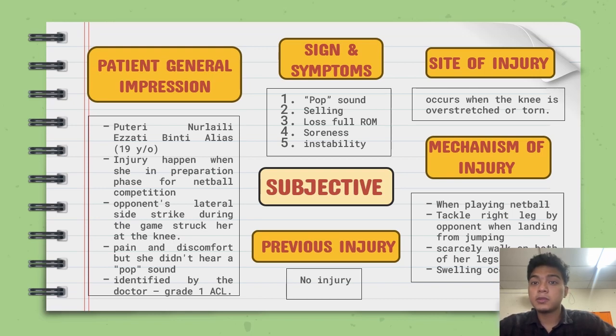The common symptoms of an ACL injury include a popping sound and the impression that the patient's knee is giving out. Other signs and symptoms of an ACL injury include a loud pop sound coming from the knee, immediate swelling after the injury, loss of range of motion, soreness when walking, and a feeling of instability or giving way when bearing weight.